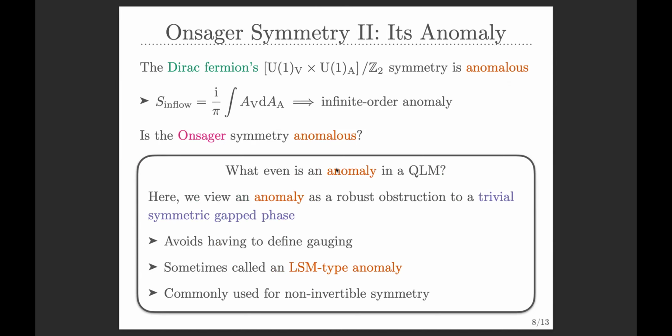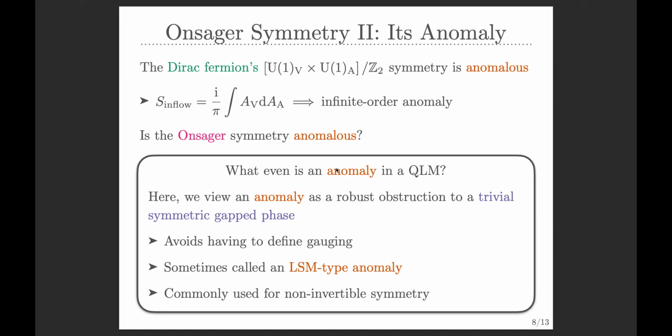So in this talk, I'm going to take a perspective that I like, which is I want to think of an anomaly as a robust obstruction to a trivially symmetric gapped phase. Normally, for field theory anomalies, we view this as a consequence of the anomaly. Here, instead, I'm just going to view that as a definition. One of the benefits of this perspective is that it avoids having to talk about gauging. That Onsager symmetry that I just showed you, I have no idea how to gauge it. That's a technical issue that shouldn't stop me from deriving constraints of the symmetry.